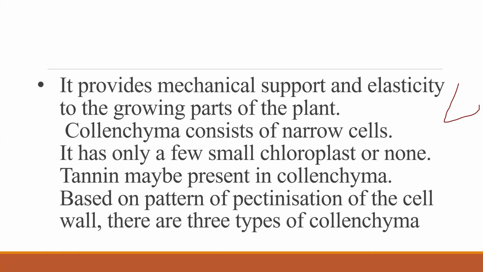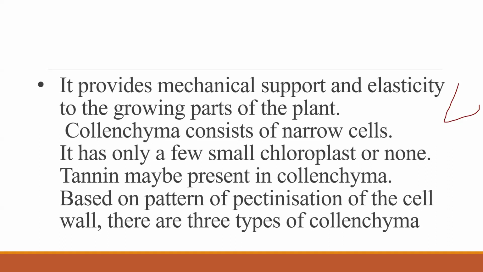It provides mechanical support and elasticity to the growing parts of the plant. Generally this collenchyma consists of narrow cells. It has only a few small chloroplasts, so a small amount of chloroplast is present, or sometimes chloroplast may be absent. Tannin may be present in the collenchyma. As we already discussed, the cell wall is made up of cellulose, along with more hemicellulose and pectin, and it shows uneven thickening.